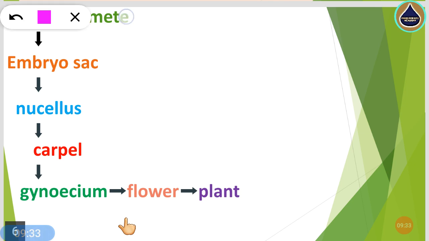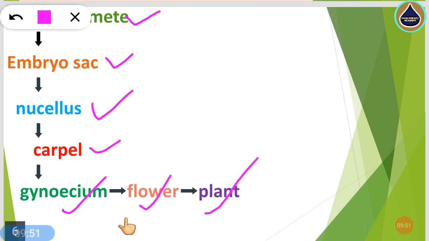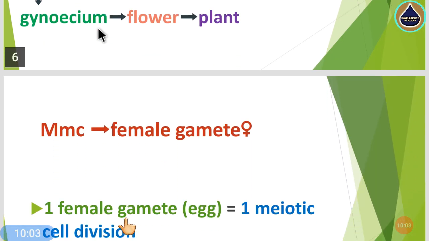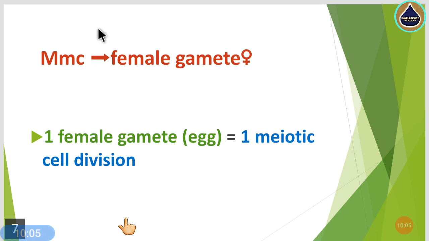So likewise, the female gamete, the egg, is found in the embryo sac, which is found in the nucellus, which is the part of the carpel, and it is the single unit of the gynoecium, which is the female part of the flower, and the flower is the part of the plant. So likewise, the other requirement other than the male gamete is a female gamete, and I have tried to explain about this female gamete here in this lecture.